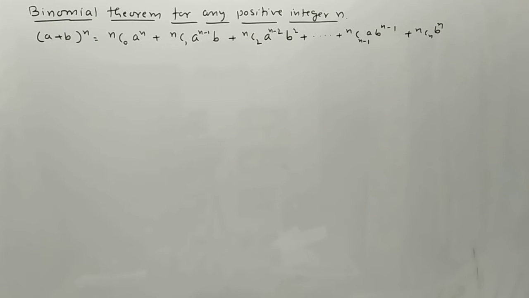Binomial theorem for any positive integer n: (a plus b) whole raised to the power n is equal to nC0 a raised to the power n plus nC1 into a raised to the power n minus 1 into b plus nC2 into a raised to the power n minus 2 into b square plus so on, plus nC(n minus 1) into a into b raised to the power n minus 1 plus nCn into b raised to the power n.